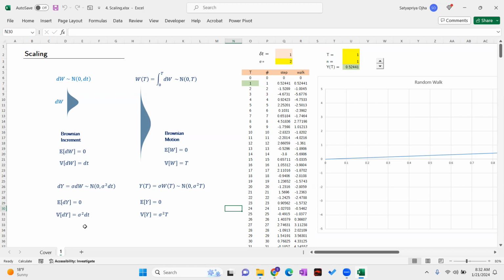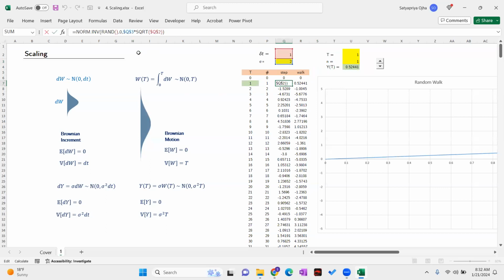Sigma is a new parameter that we have introduced to get more control over the process so that we can fit this process to various different random variables. Okay. So now the only different thing that I have done here is added one more parameter, sigma equal to 2, for example.